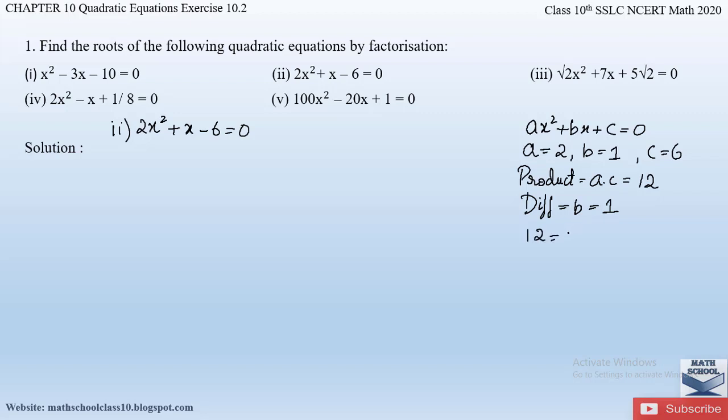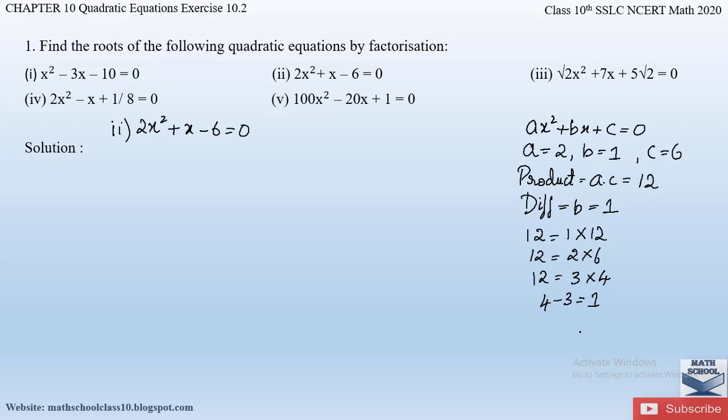So let us take the factors of 12. If you take 1 first, so 1 into 12 will be 12, but 12 minus 1 is not 1. So again, if you take 2 into 6, it is 12, but 6 minus 2 is not 1. So next let us try with 3. 3 4s are 12, and 4 minus 3 you get as 1. 4 minus 3 is equal to 1, and 4 into 3 is 12. So we got the two factors which are satisfying our condition of product and difference.